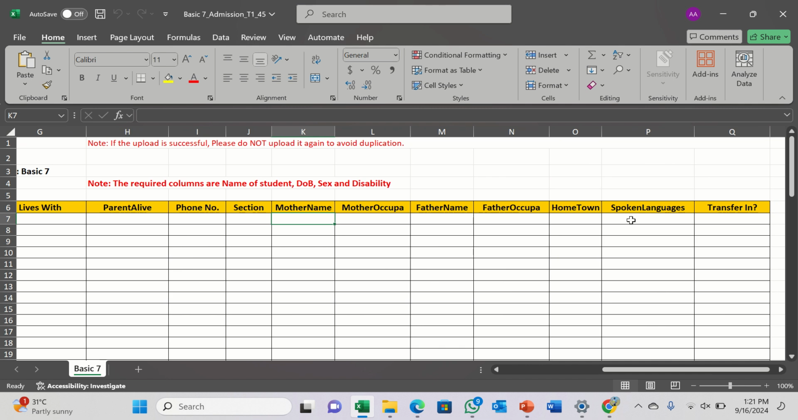and hometown. Obviously, most of them are from Aximia. Then the spoken language, and whether they are transferred from a different school or not. So we are supposed to indicate all that. So let's try to do that by Wednesday and be able to enter them.